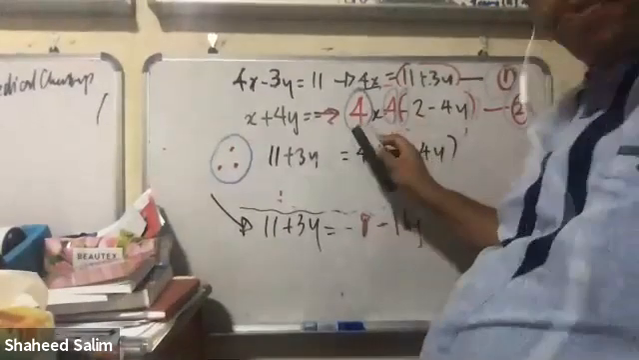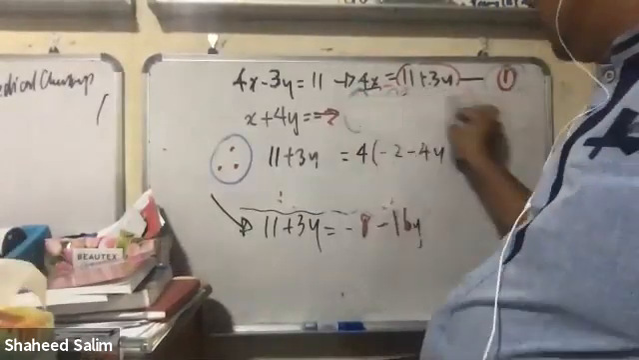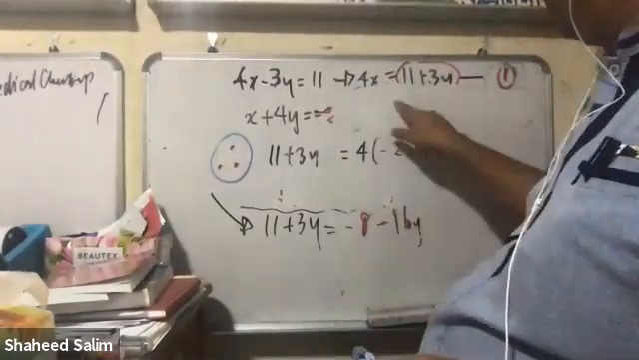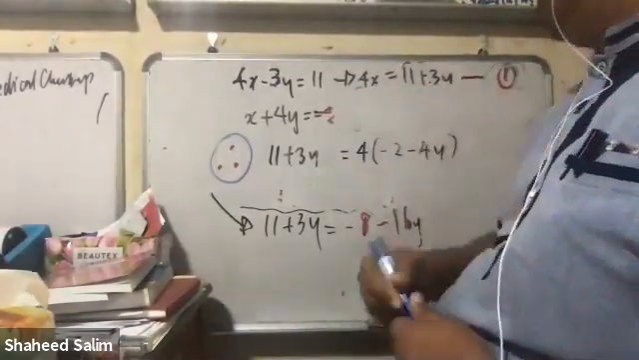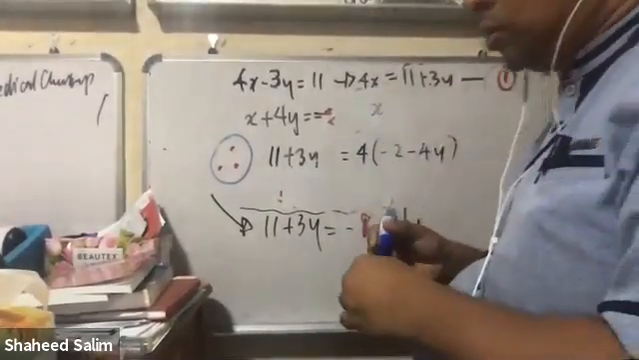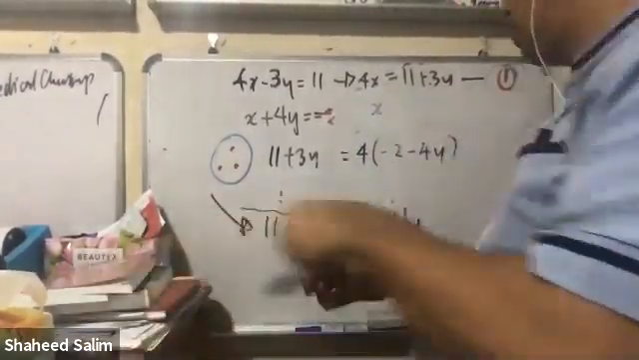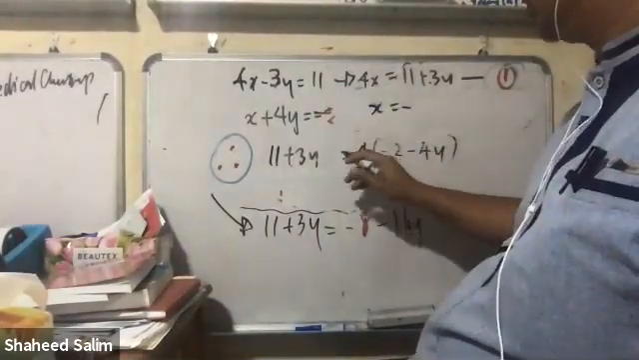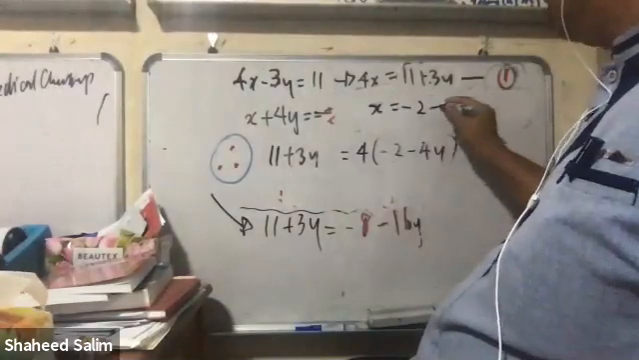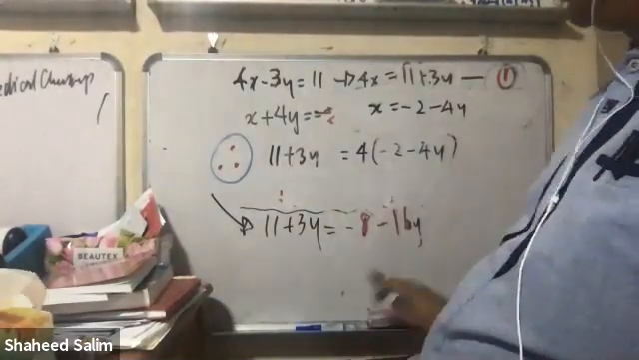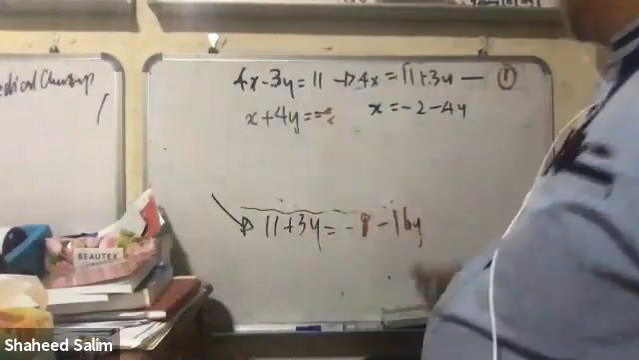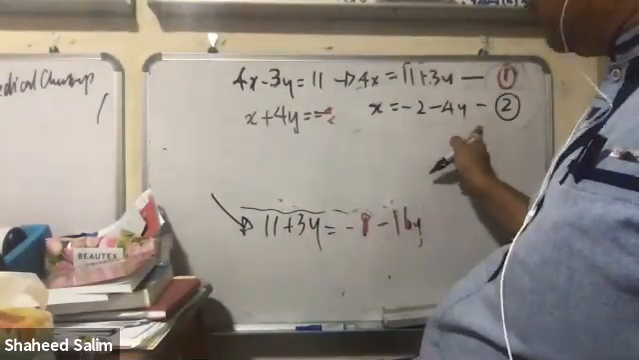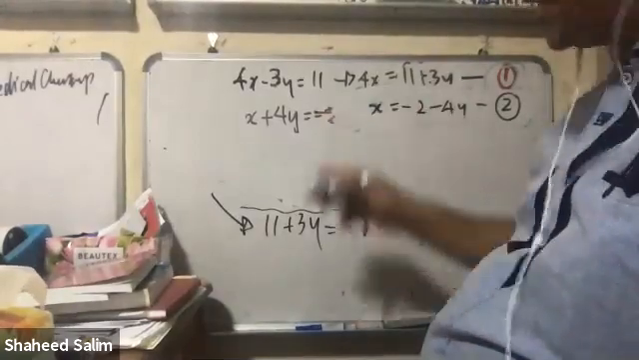Okay, substitution method, it's all the same here. Now down here, why is he asking you to do the substitution method? You know why? Because you have written down here x equals to -2 -4y. So this one can be known as number 2. Once you have done it this way, logically, you should do the substitution method.